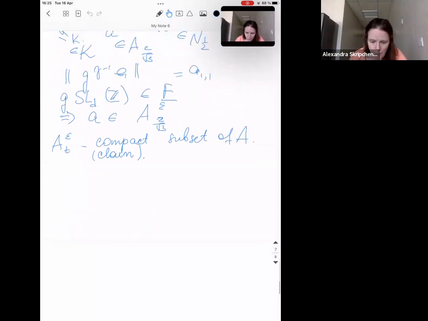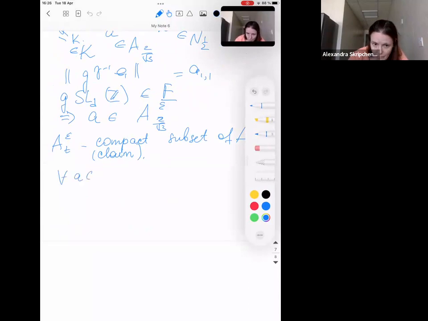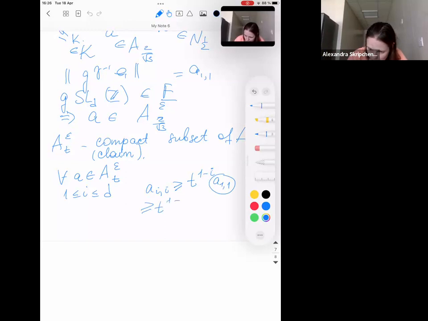Why should it be true? Indeed, if we take any A in A epsilon T, then for all I between 1 and D, all integer I, of course, AII should be greater than T minus A11 minus I, sorry. It follows from the condition we put on the diagonal elements of A. But we know that this would be estimated by epsilon, so we can say that we have epsilon here instead.